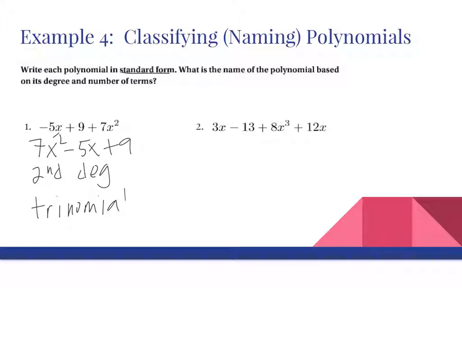In the second example, my highest power is 3, so I'll lead with that. So I have 8x to the third. However, we note that we also have 3x plus 12x, so I'm going to add those two together because they have the same power of the same variable. 12 plus 3 is 15. So my next term will be 15x, and then I have the minus 13. So the degree is 3, so third degree. Number of terms is 3, so this is a trinomial.